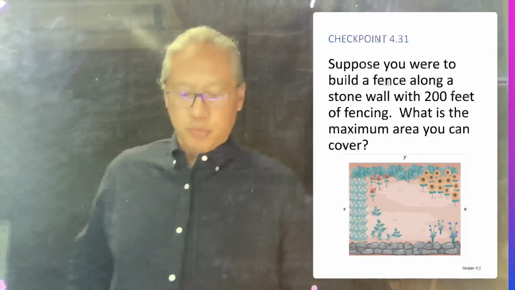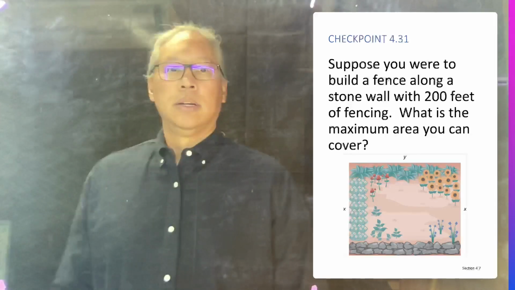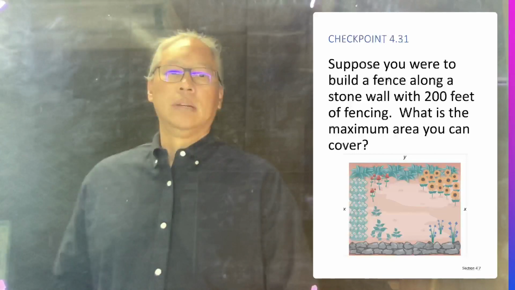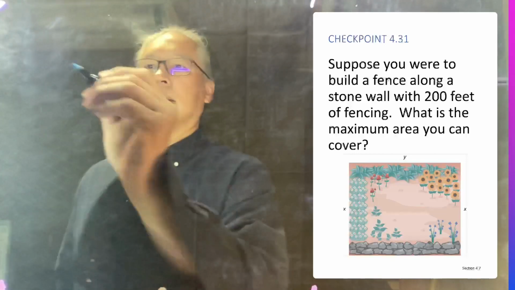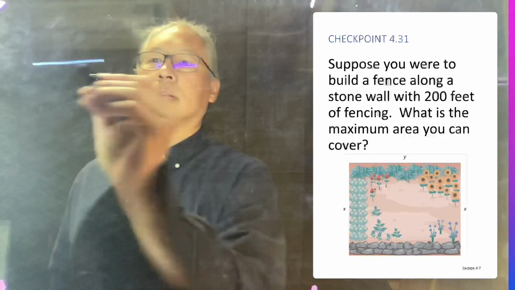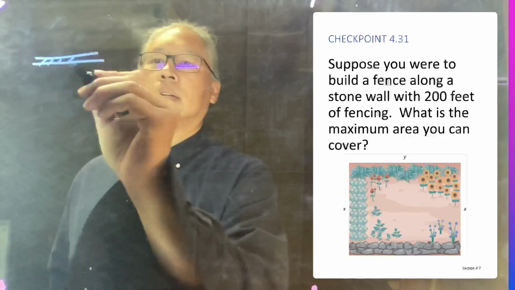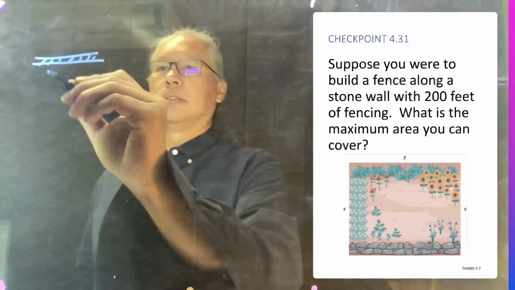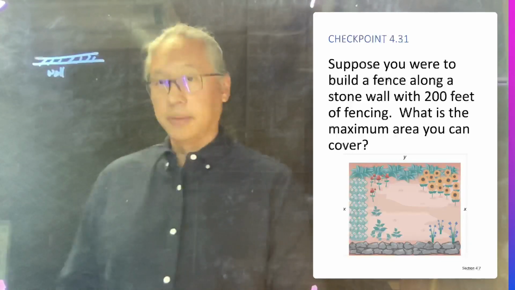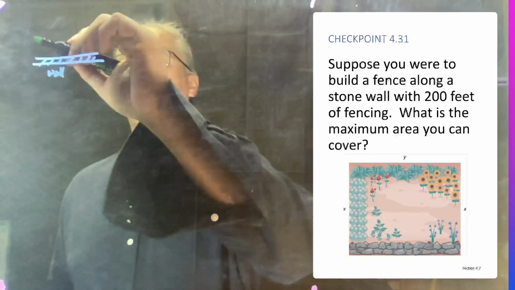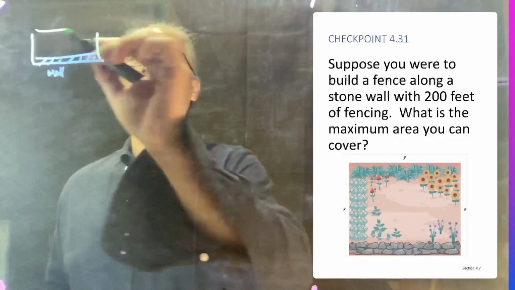Hello, we're doing checkpoint 4.31. Here we're asked to build a fence along a stone wall, and let's say the stone wall looks like this, and this is your wall, and let's say you had a fence going around it, a rectangular fence.